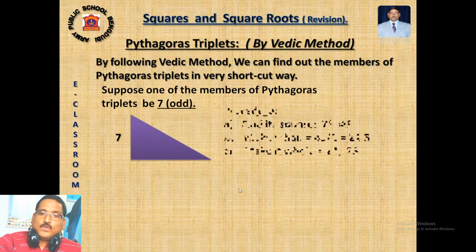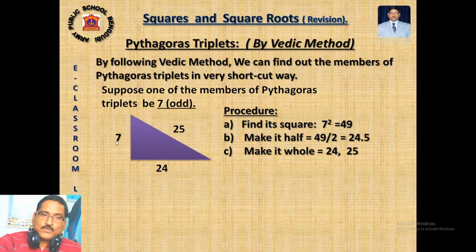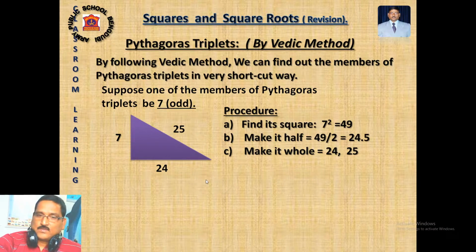What to do? First, we have to make a square of the given value. 7 square is 49. Make it half: 49 by 2, 24.5. Make it whole. Now 24.5, to make it whole, either you delete 0.5 or add 0.5. If I delete 0.5, it will be 24, and if I add, it will be 25. So the Pythagoras triplet is 24, 25, and 7. The 25 is the hypotenuse, and 24 and 7 are the legs of the right triangle.